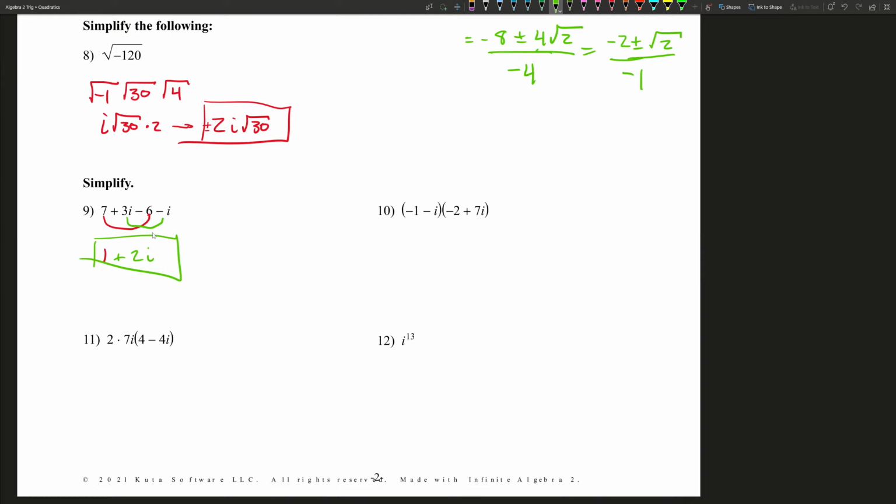Number 10, we've got to FOIL. So we do negative 1 times negative 2. That's 2. Negative 1 times positive 7i. That's negative 7i. Negative i times negative 2. That's plus 2i. And then negative i times 7i is negative 7i squared.